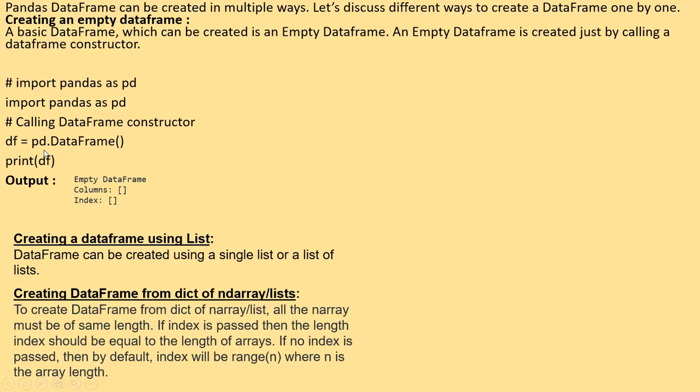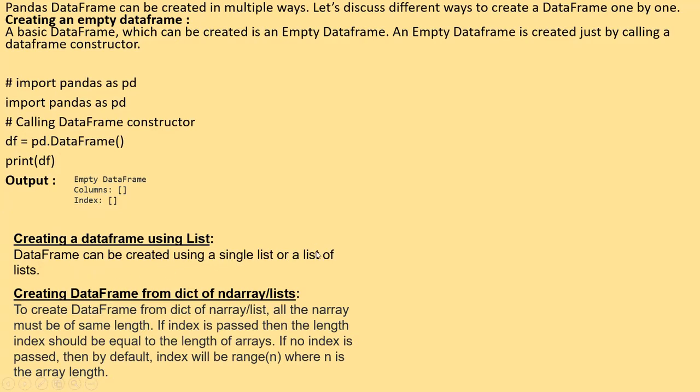So df is equal to pd.DataFrame, and print df. Now it gives the output called empty DataFrame. Columns are null, index also null. This is the way you can create an empty DataFrame. Now, create a DataFrame using a list.